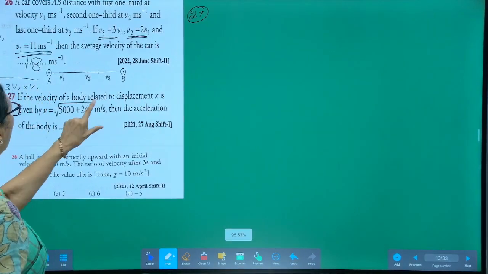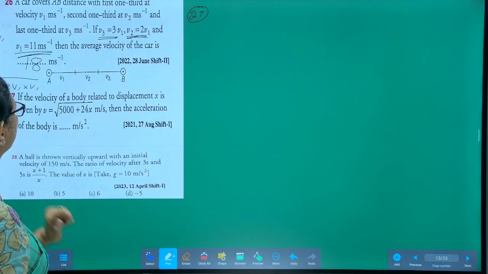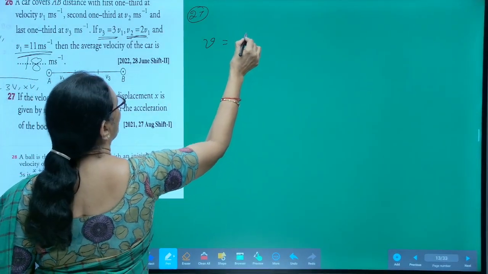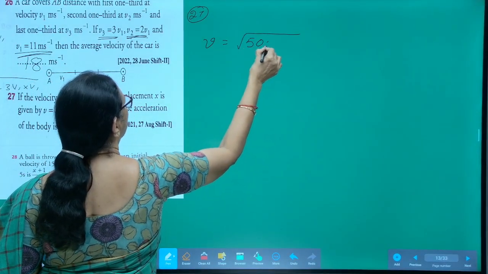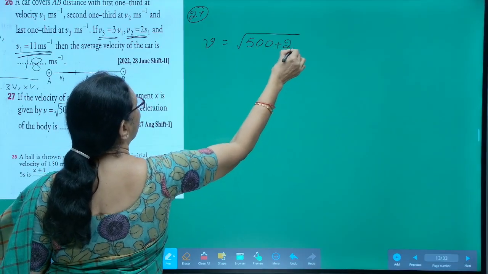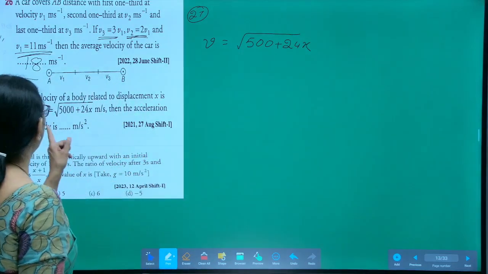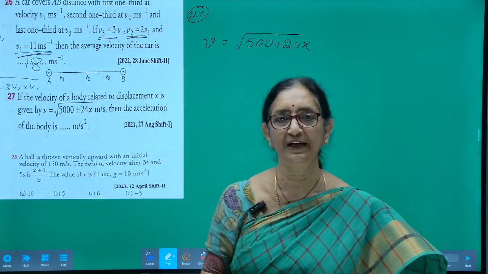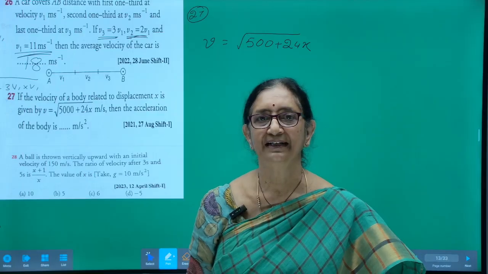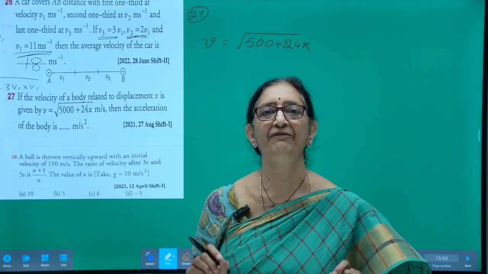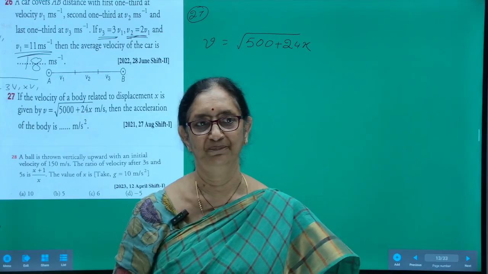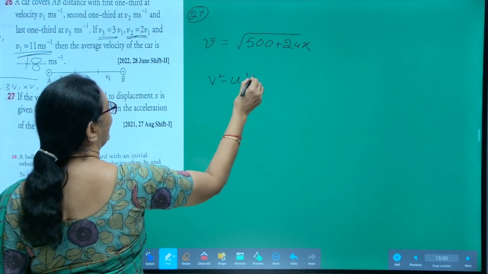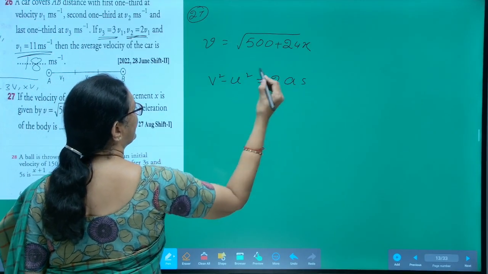Look. Velocity of a body related to displacement x is given by v is equal to square root of 500 plus 24x. Then what is its acceleration? Once again, what equation of motion connects velocity and displacement if acceleration is uniform? Yes, v square minus u square is equal to 2as.